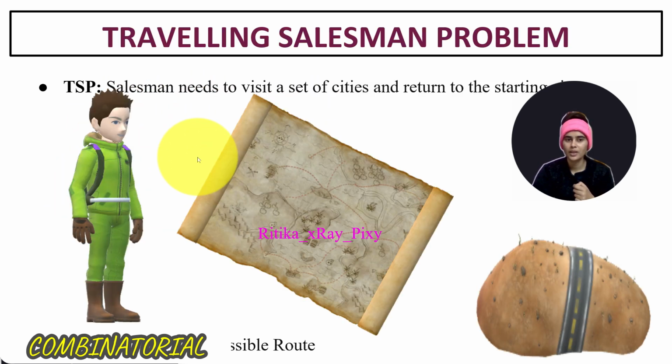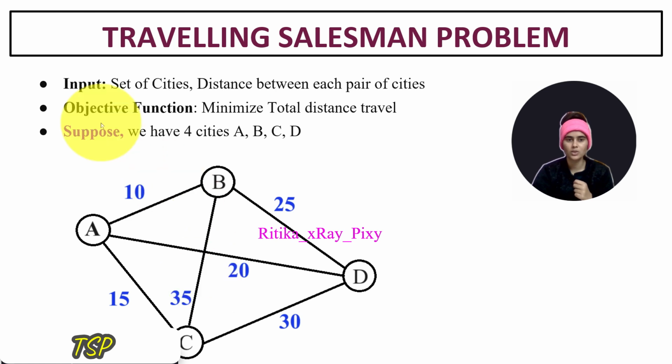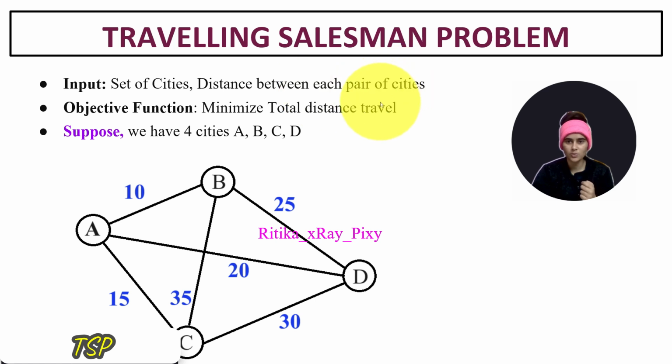scheduling problem. In the traveling salesman problem, we have a salesman that wants to visit a set of cities and return to the start city. So the goal here is to find the shortest possible route that covers minimum distance. So here you can see we have an input set of cities.